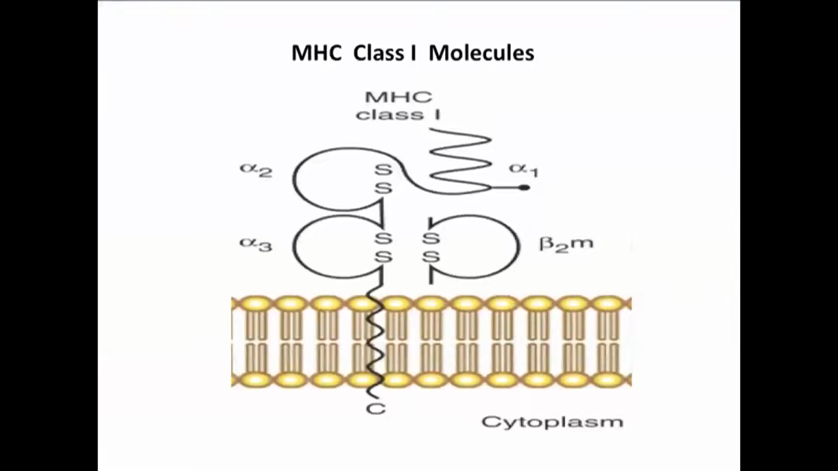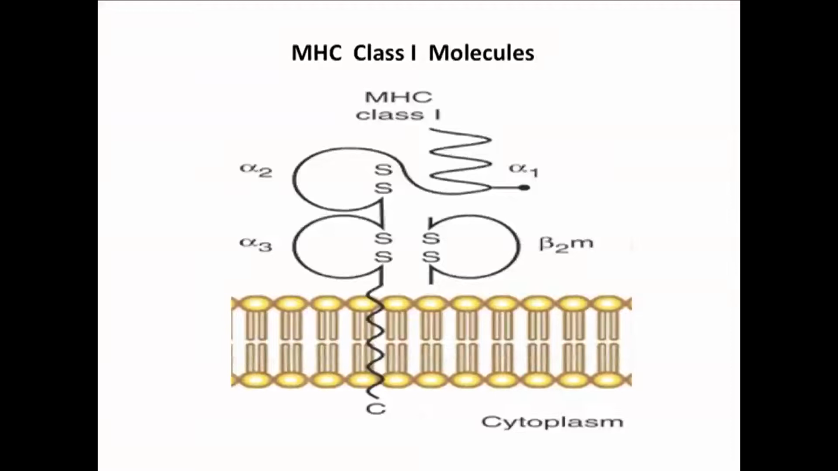The structure of the class 1 MHC molecules. Class 1 MHC molecules also contain 2 chains, one heavier and one lighter. The heavier chain is 44 to 47 kD in size, whereas the smaller chain, which is called beta 2 microglobulin, is only 12 kD in size. The heavy alpha chain contains 3 domains called alpha 1, alpha 2 and alpha 3. Alpha 2 and alpha 3 are stabilized by disulfide bonds, but there is no such disulfide linkage in the alpha 1 domain of the heavy chain.